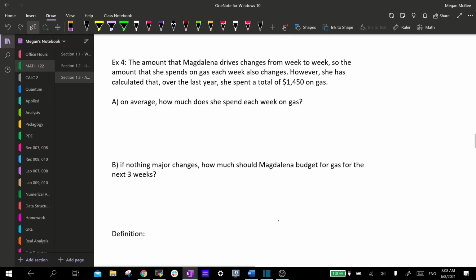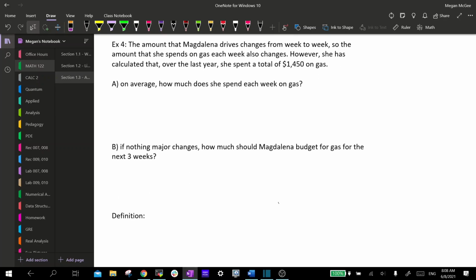So example number 4. The amount that Magdalena drives changes from week to week, so the amount that she spends on gas each week also changes. However, she has calculated that over the last year, she spent a total of $1,450 on gas over the last year. Okay, so our first problem is, on average, how much does she spend each week on gas?